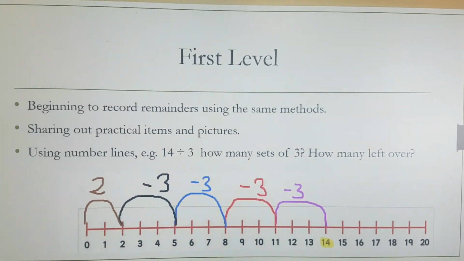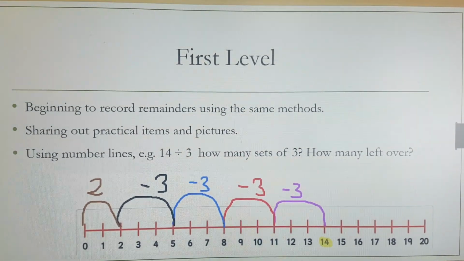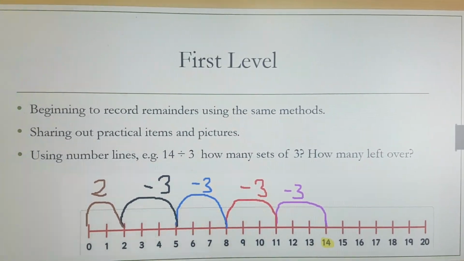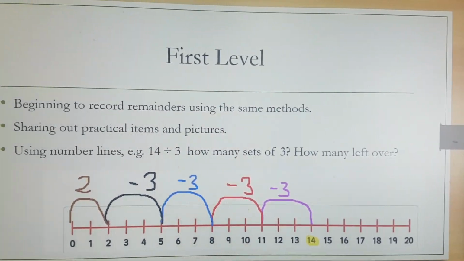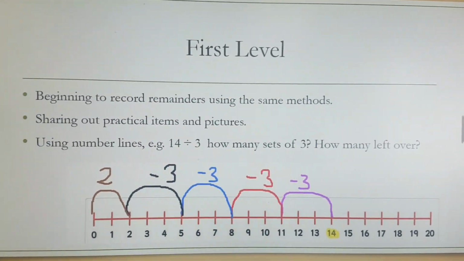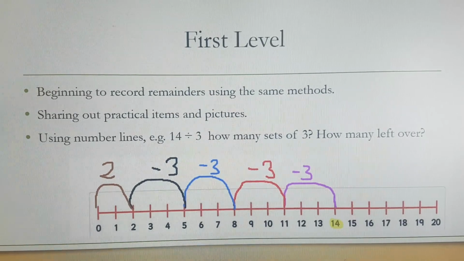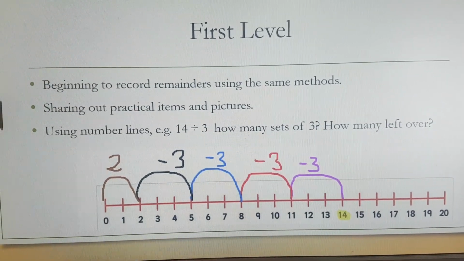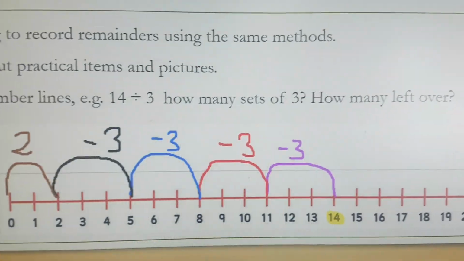Now we're going to look at remainders. We begin to record remainders using the same strategies and same methods. We might share out practical items in pictures and see how many are left over, just similar to the way we were speaking earlier about the stars. We may give out 10 cubes and ask them to share amongst 3 boys or girls, and that visually would show us the leftovers. We may also use a number line.